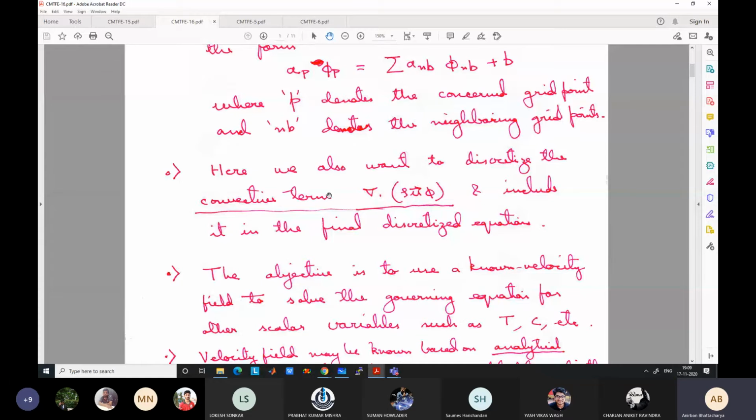Unstructured means the grids do not follow a certain pattern, like they are not nicely arranged along the x and y direction. They are arbitrary in structure. We will study this towards the end of the course, in the last one or two weeks. So our aim is to discretize this.